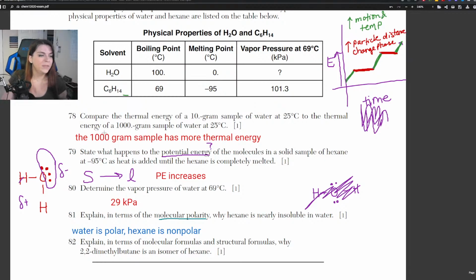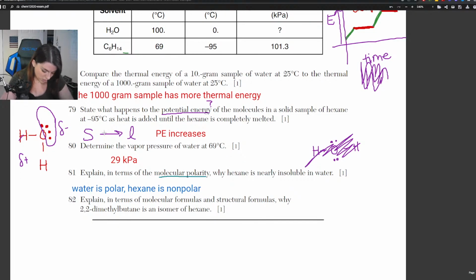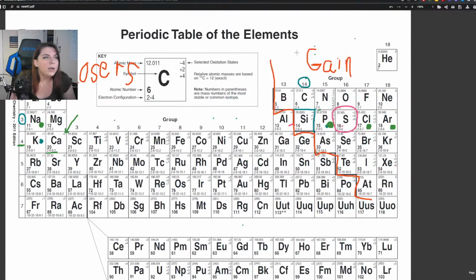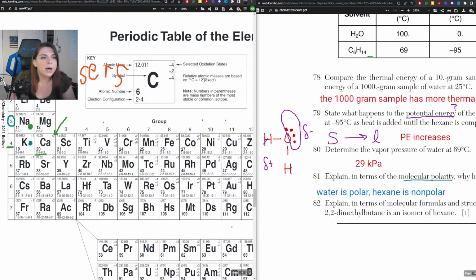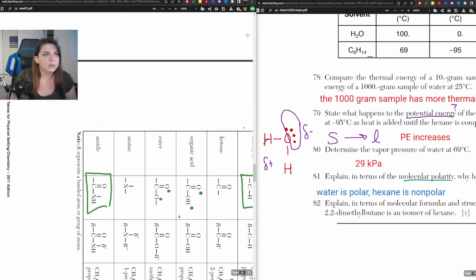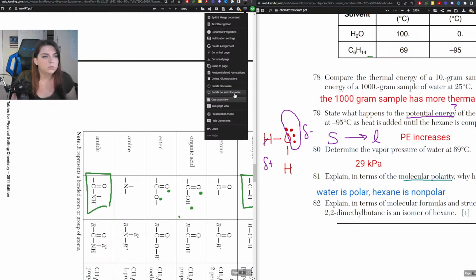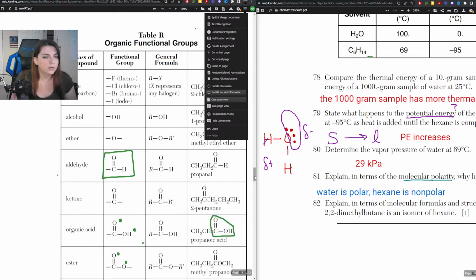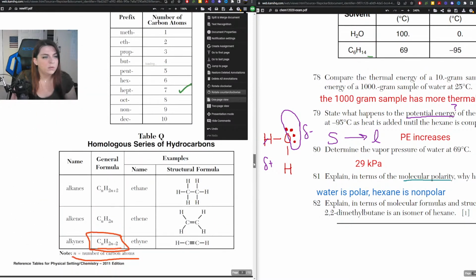Number 82, explain in terms of molecular formulas and structural formulas why 2,2-dimethylbutane is an isomer of hexane. Okay, you don't have to draw the molecule here, but for some kids, drawing the molecule is going to help. So I would immediately pull out my organic tables, like table Q and R, whatever they are.